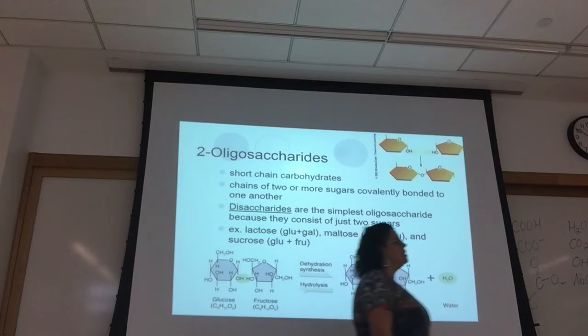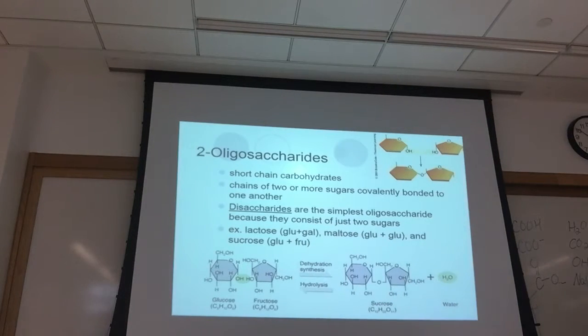Mono is just 1. Oligo is a few, maybe 2 or 3, of which the disaccharides are the best example, or just 2. So if fructose is the main sugar in fruits, does that mean that fruits don't have monosaccharide? No, fructose is a monosaccharide, and that's why fruit tastes so sweet, because they're monosaccharides. The more monosaccharides, the more sweet it tastes.